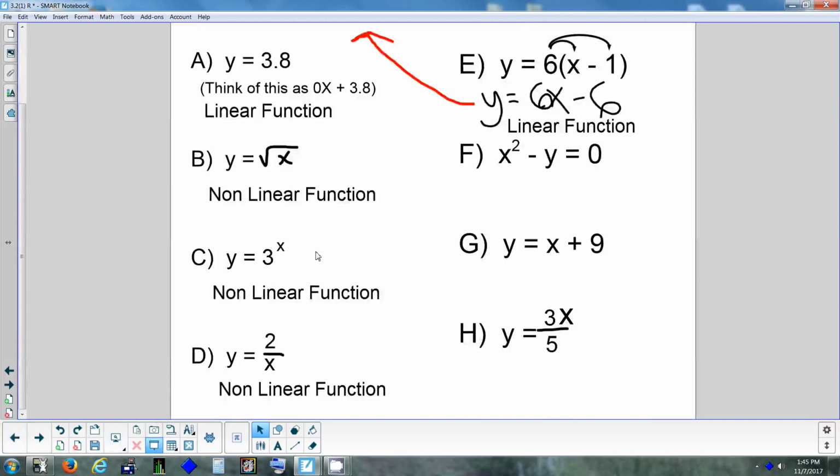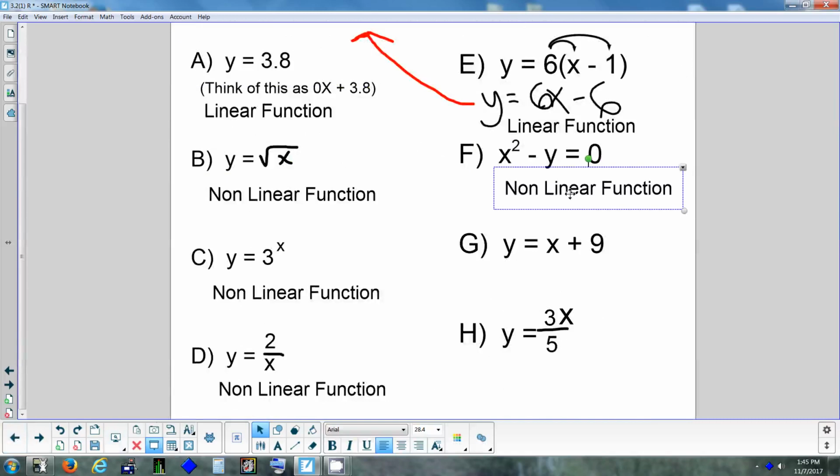Connor, what do you think? Linear or non-linear? Non-linear. Why? What makes you say that it's non-linear? There had to be something there that told you it was going to be non-linear. The exponent, the little exponent thing, right? It's anything that's funky that's going to make it non-linear.